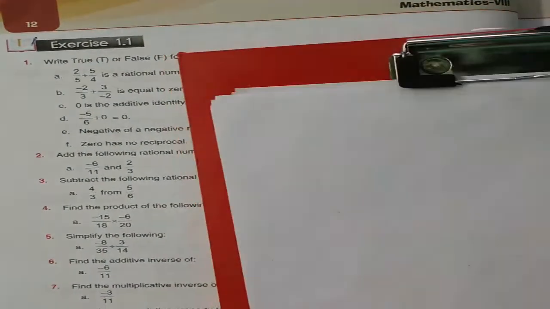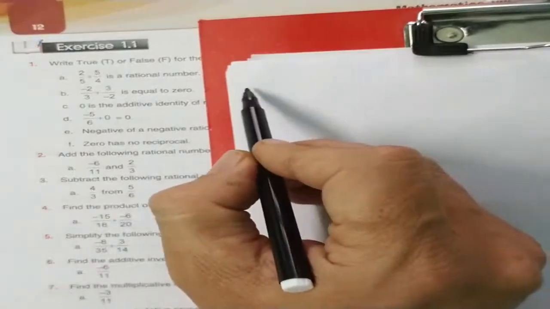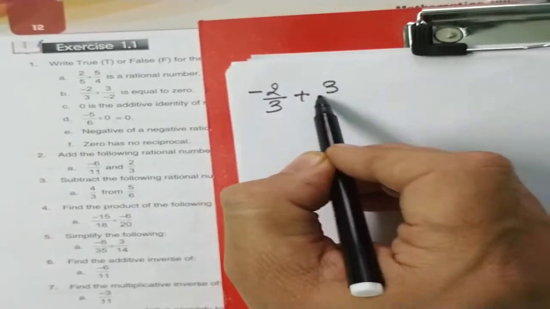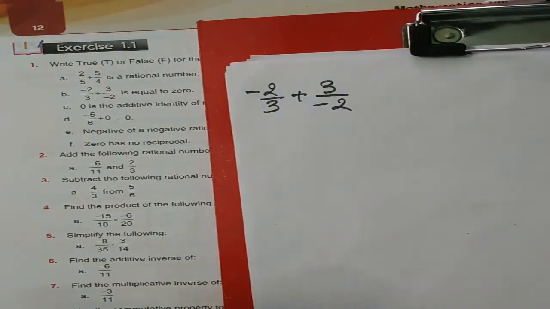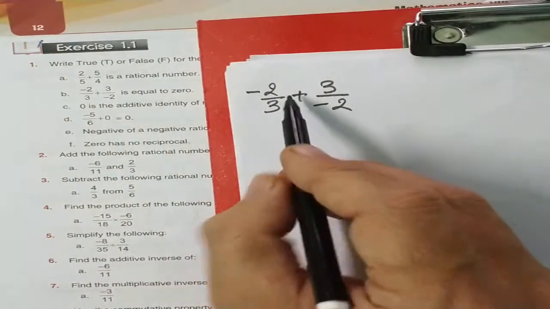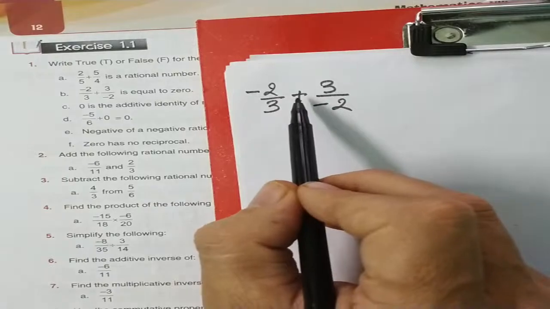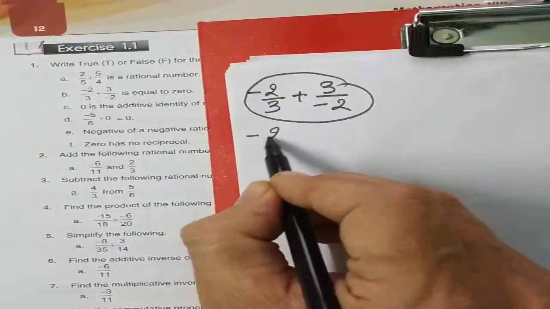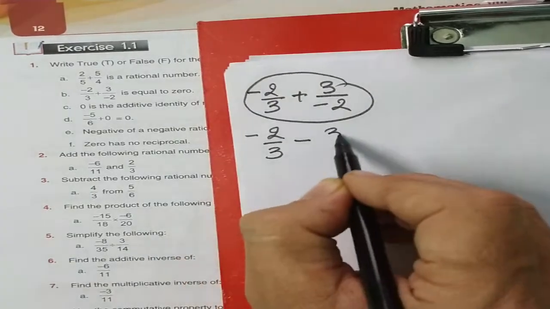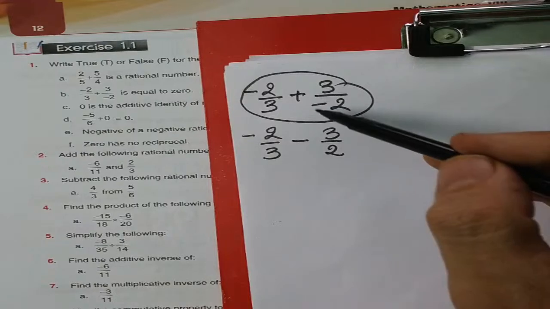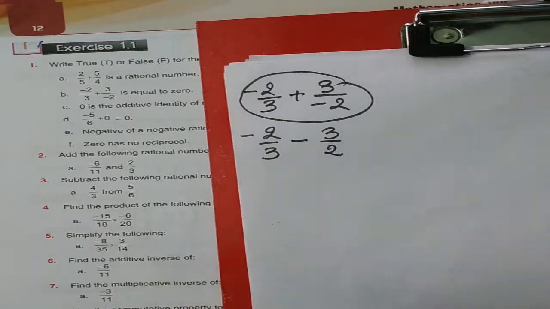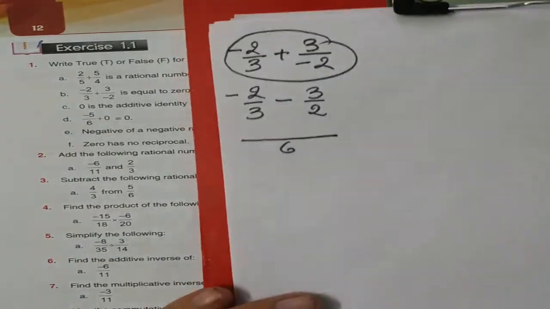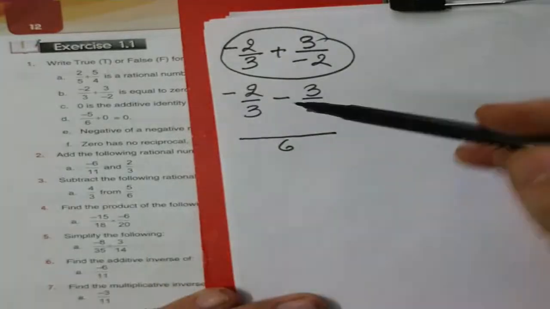So if we solve this, the number is minus 2 upon 3 plus 3 upon minus 2. Since there is a minus sign here, and a plus and a minus sign here, this whole question can be written with a single sign as minus 3 upon 2. Plus sign and a minus sign together becomes minus. Now the LCM of this number is 6.